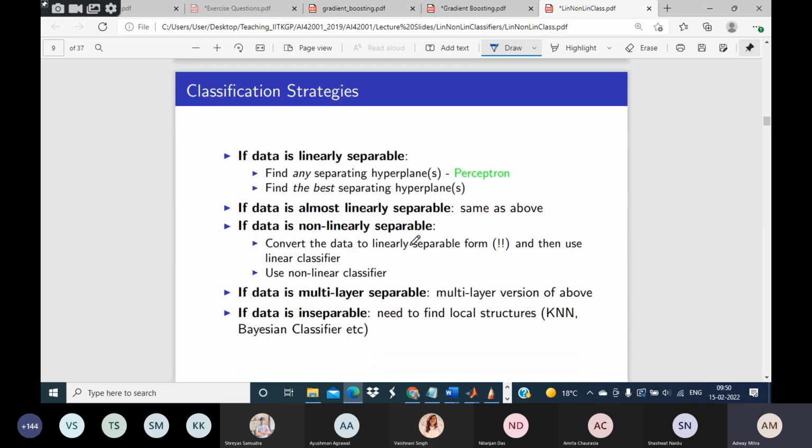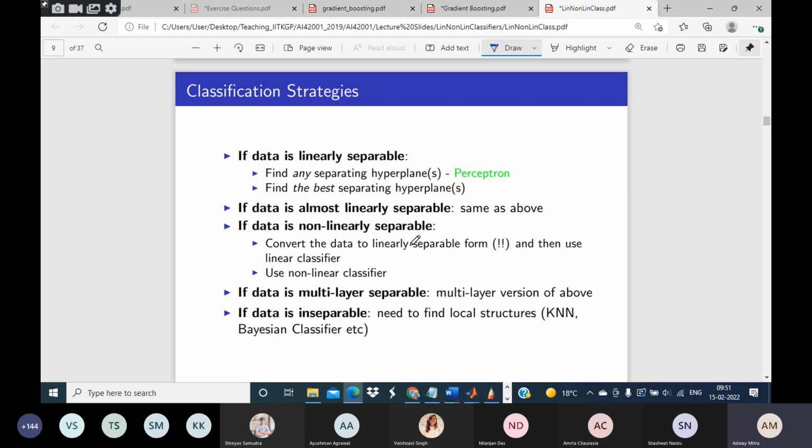Now, coming back to the situation where the dataset is linearly separable, that means there does exist some hyperplane which can separate the data into different classes. All the points belonging to class 1 will lie on one side of the hyperplane. All points of the other class will lie on the other side of that hyperplane.